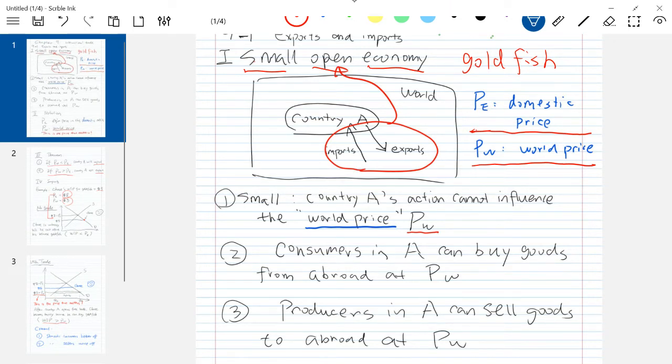Because in this context, we're basically allowing imports, which corresponds to the second condition. Consumers can buy goods from abroad, that's imports. And we also have exports, which correspond to the third condition, because we're allowing producers to sell their goldfish to other countries. This is export. So if country A is small and it can import and export, basically doing trade with the rest of the world, we're going to call country A a small open economy.